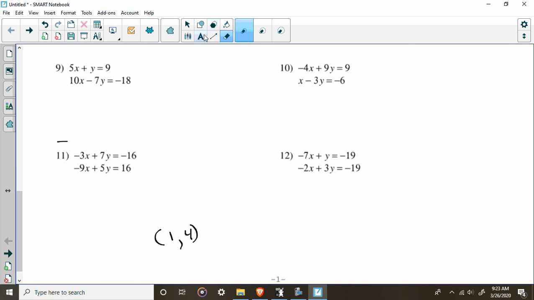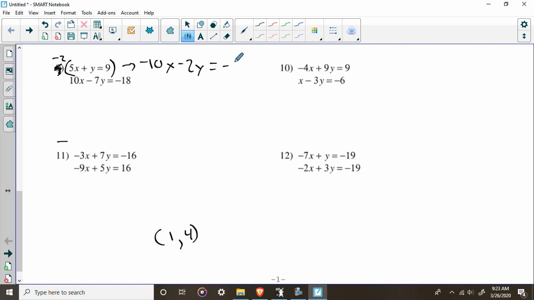Now, what if for a second we said, I don't want to multiply by 7. I don't like multiplying by 7. It's my least favorite times table. Well, what if I multiply this by negative 2? That would give me negative 10 and positive 10. So it'll be negative 10x, negative 2 times y will be negative 2y, and negative 2 times 9 will be negative 18.